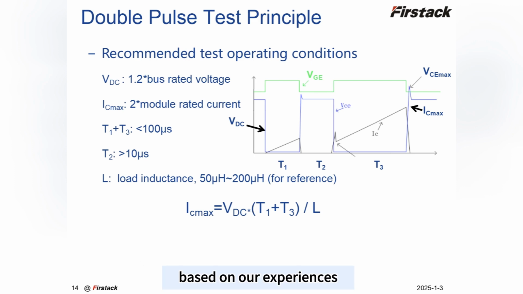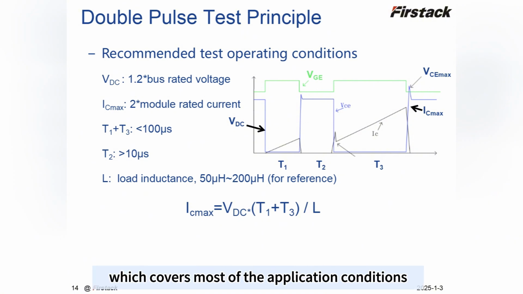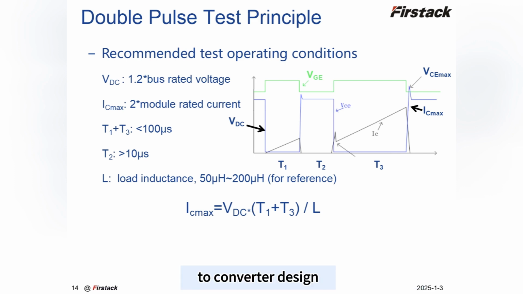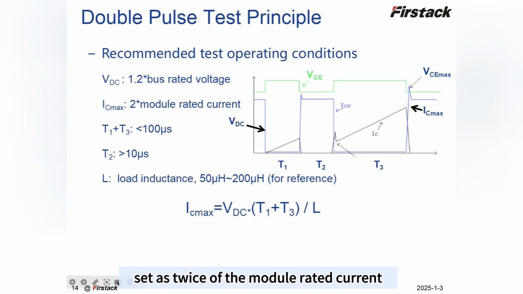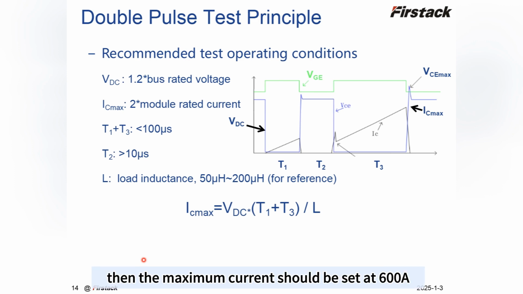Based on our experience, we would like to recommend the test condition which covers most of the application conditions in converter design. Generally, the DC bus voltage is set at 1.2 times the rated bus voltage. For example, if the bus voltage of the converter is 500 volts, during the test the bus voltage will probably go up to a maximum of 600 volts. And the current flowing through the IGBT is set as twice the module rated current. If our module is a 300 ampere module, then the maximum current should be set at 600 amperes.